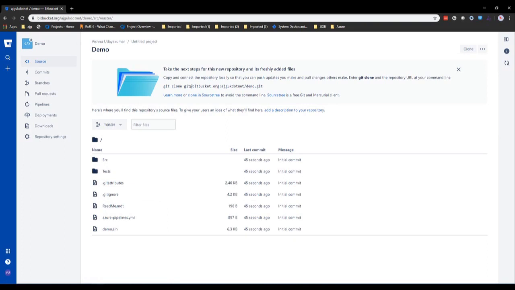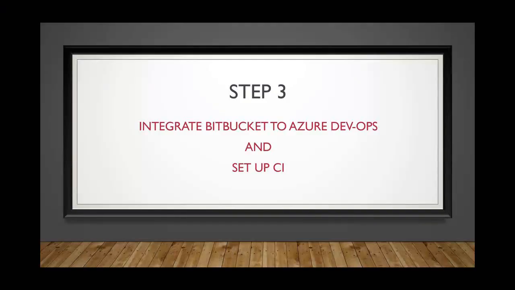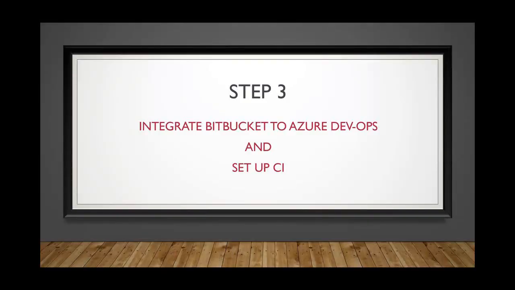Now we need to integrate with Azure DevOps, which is what we're going to do next. Step 3. We've already pushed code into a repo, which is Bitbucket, and now we've got something in the repo. So we have to integrate Bitbucket into Azure DevOps in order to set up a build pipeline and to trigger continuous integration. So that's what we're going to have a look at. Let's see this in action.